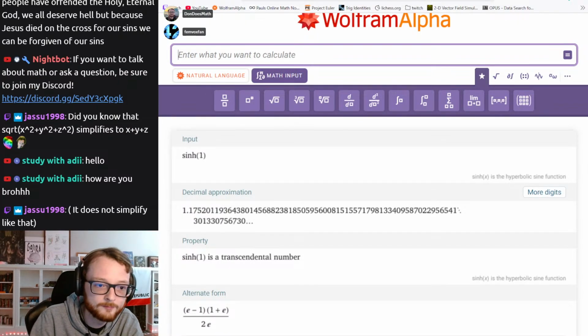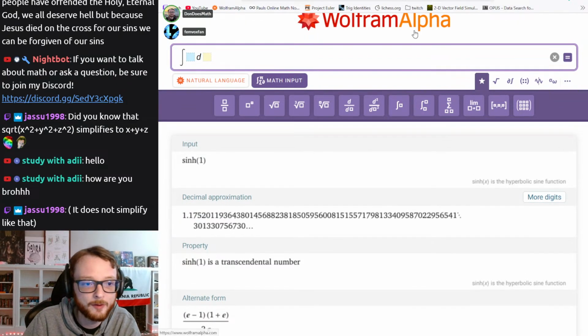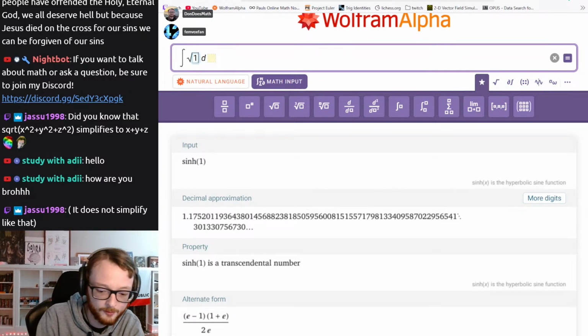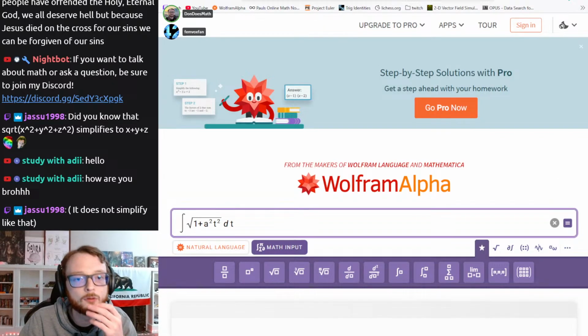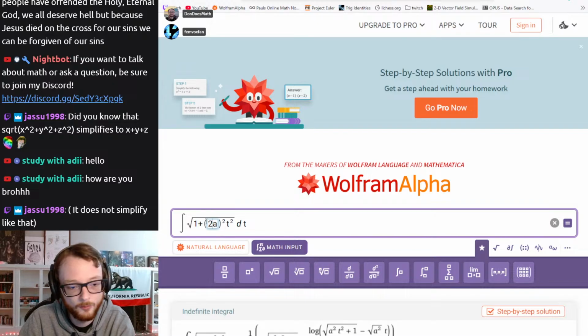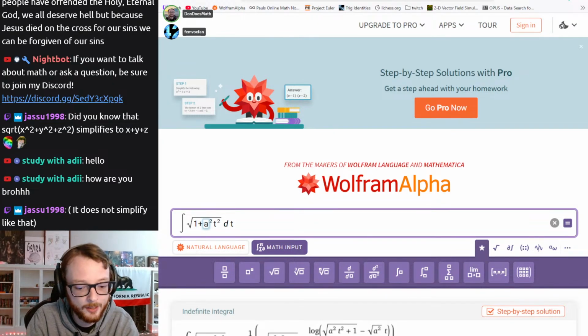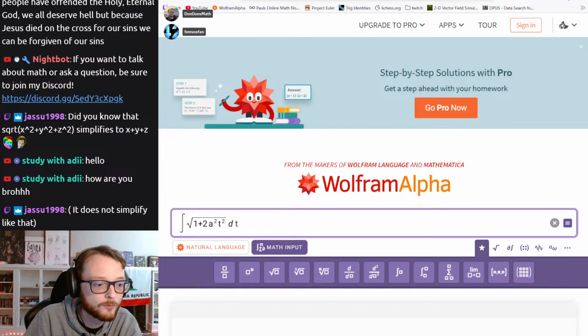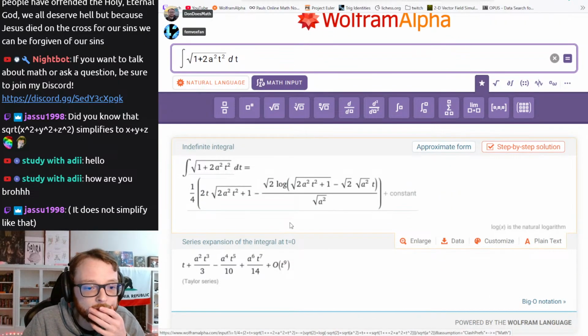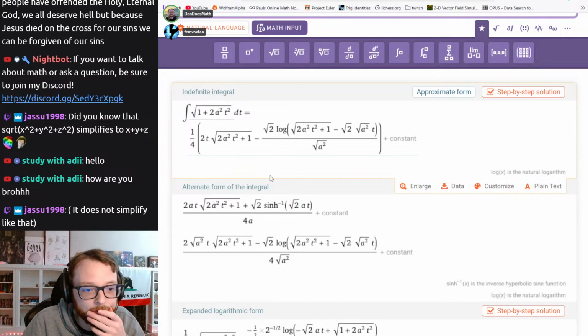They probably had an integral table somewhere in the book too, but squared dt. Wait, we have a 2. No, not inside. 2. Oh, that's disgusting.